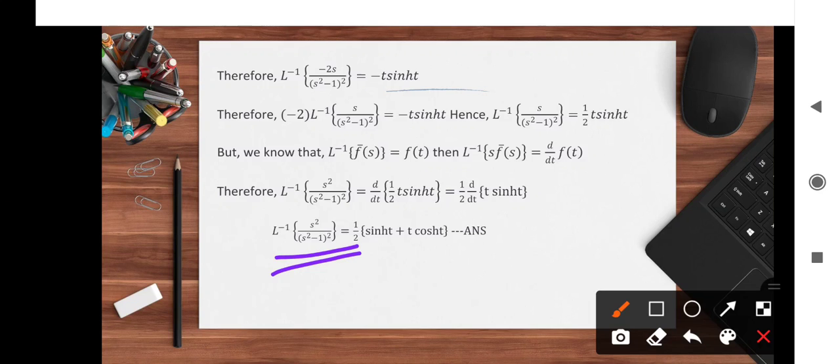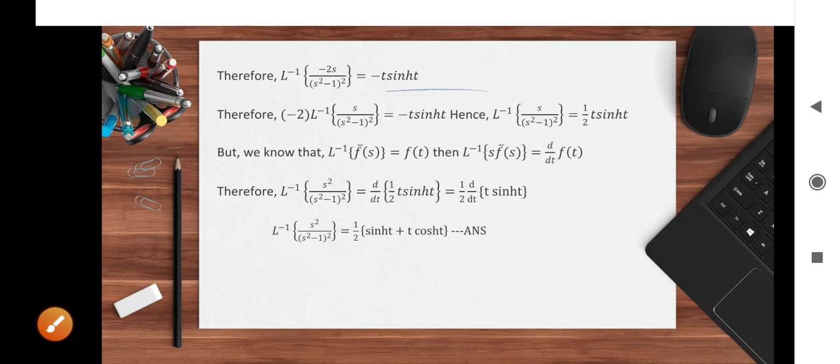So this is the second type of example where we have applied the use of differentiation of f of t method. In this way you can solve the examples where s is a multiplier to some function of s. This is also a very useful method.